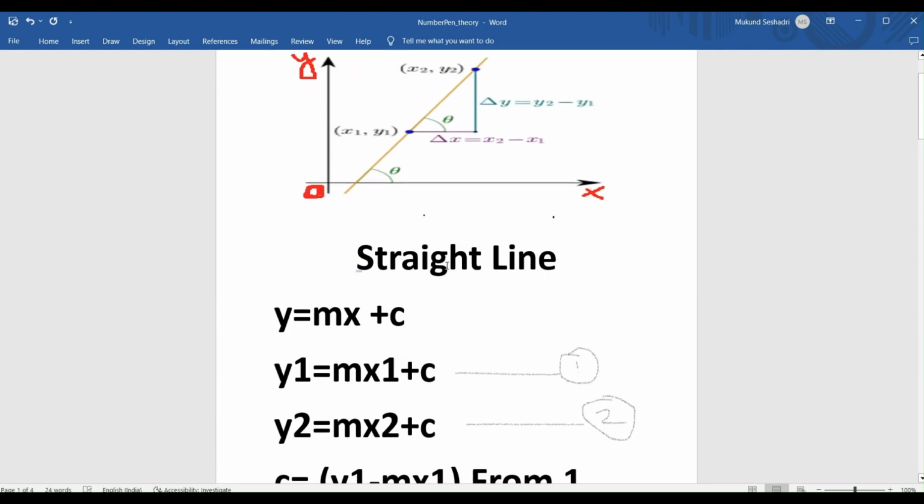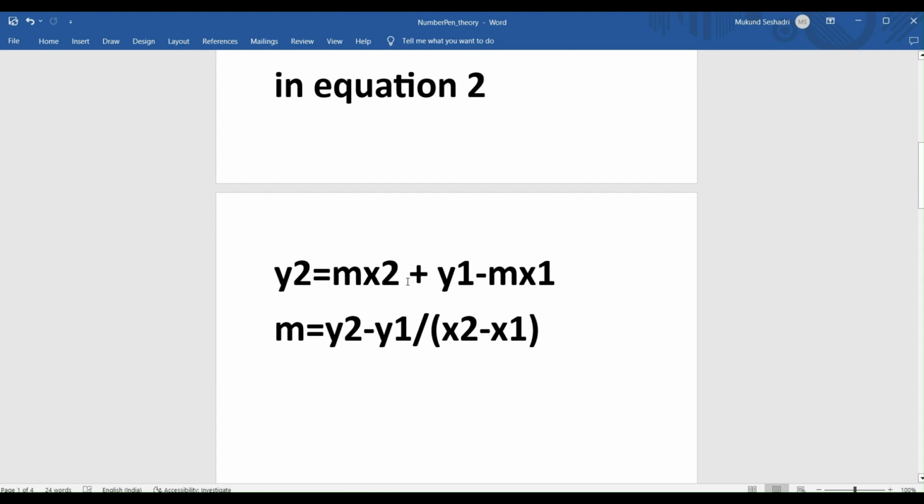I hope you guys are with me. This is nothing but tan theta, which is given by y2 minus y1 divided by x2 minus x1. We just saw the derivation of that starting from a straight line. So if we've been given two points through which the line passes, we know how to find the slope of the straight line using this equation. So m is nothing but y2 minus y1 divided by x2 minus x1.